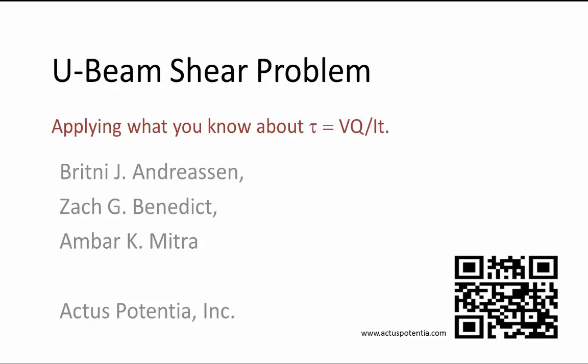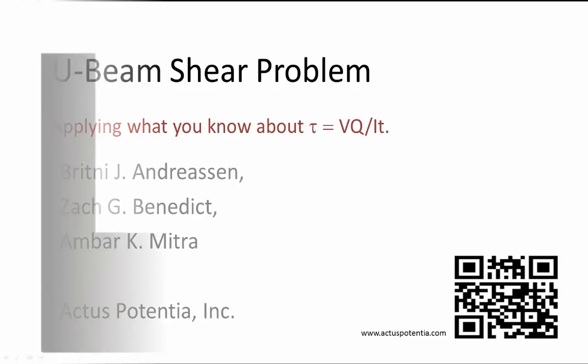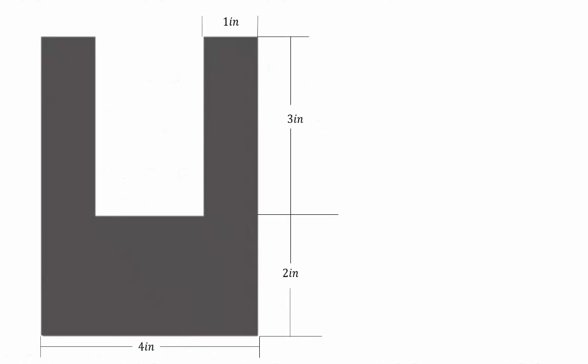Hello, today we're going to apply what you know about tau equals VQ over IT on a U-beam cross-section to find the shear stress acting across the face and through the cross-section. So here we have our cross-section. The flange is 1 inch thick, it's 5 inches tall, and 4 inches wide.